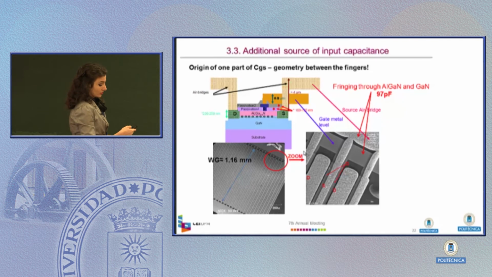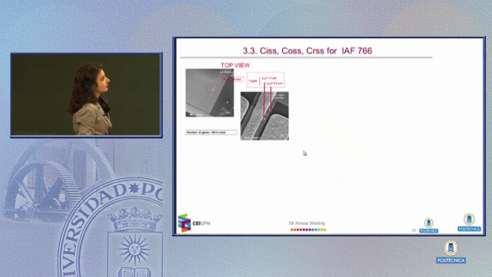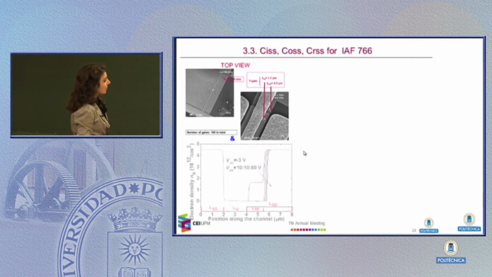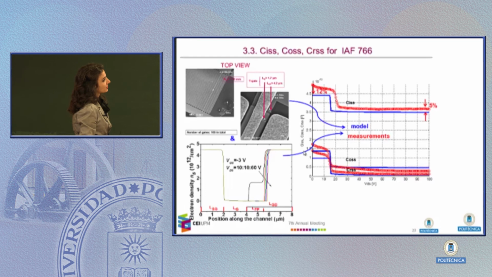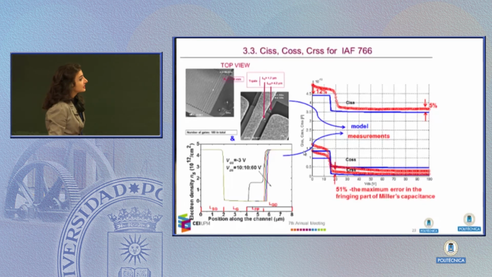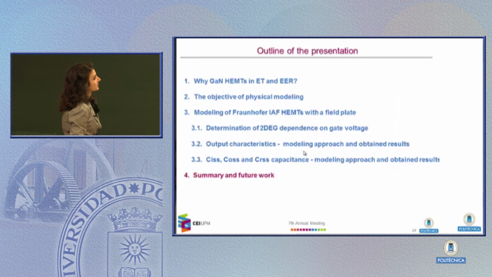So with this, we were capable of obtaining the full model with full geometry, and also with the analysis that helped us to obtain physical insight into the device's capacitance. We obtained this model for the capacitances. And as I said, this is the part that can be improved by modeling the 2D gas depletion more precisely. And the biggest error is in this fringing part, since the capacitances are really small.